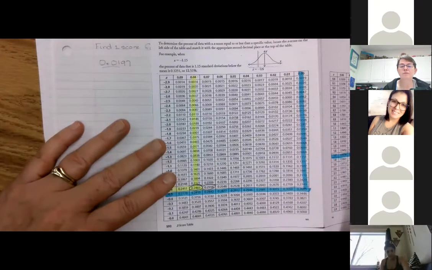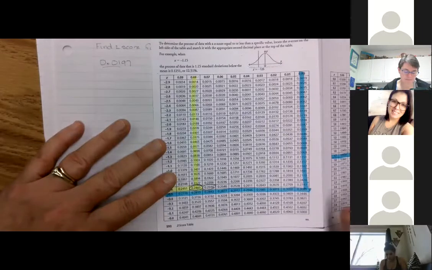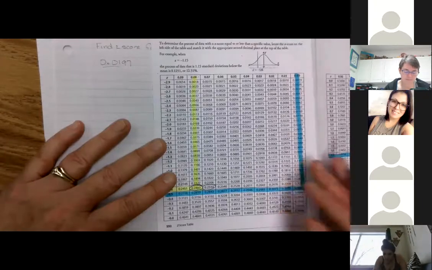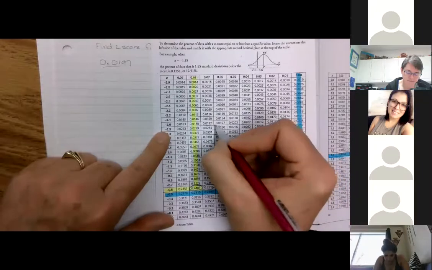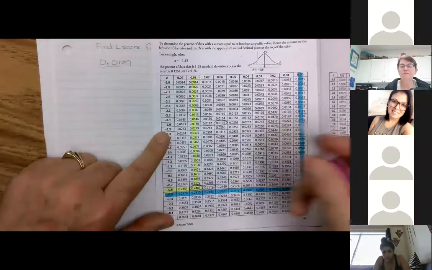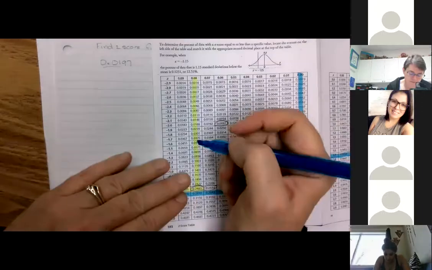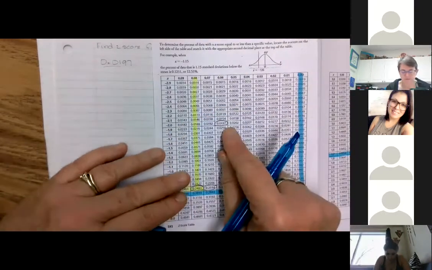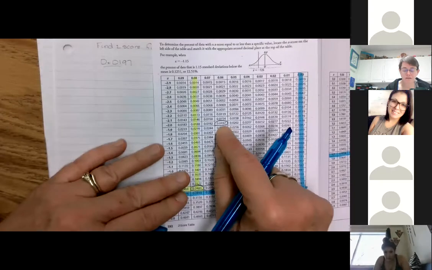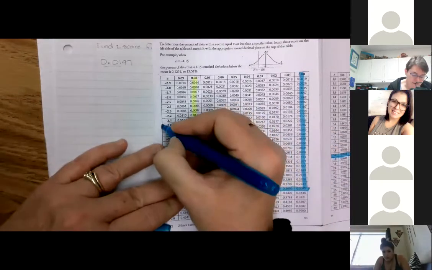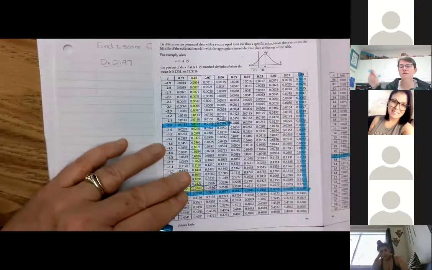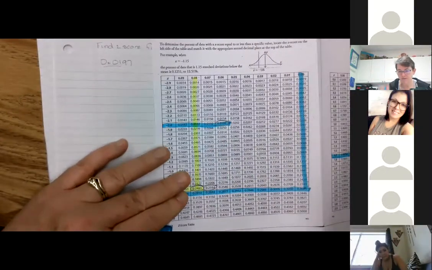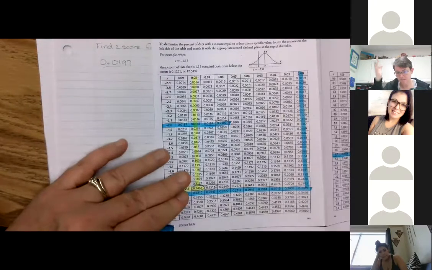Has anybody found it? Which row is it in? I got negative 2.06. That's what I got, but I don't know how to tell you how I got there. So you find the number first, and then you look at which row it's in. By the way, in math, rows are always horizontal, columns are this way.